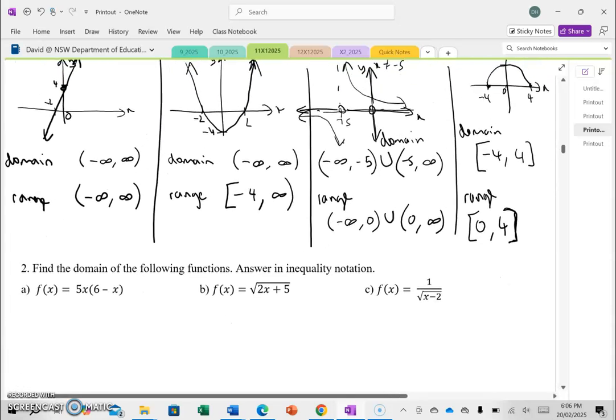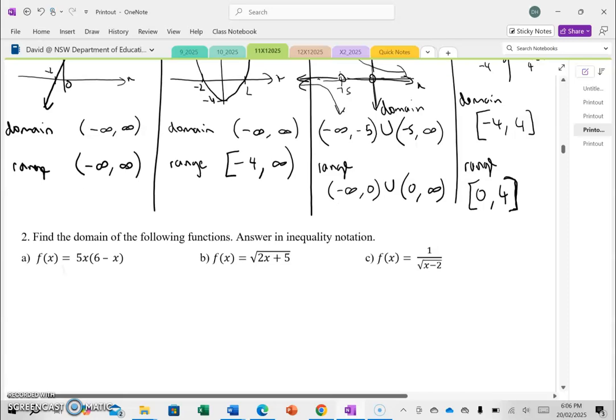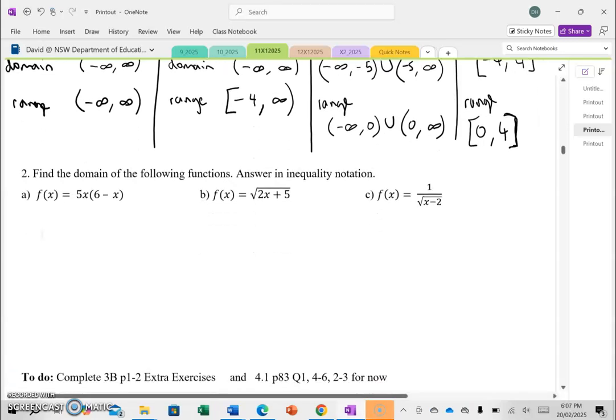Alright. Next question. Find the domain for the following functions. For domain, we only care about the x's. Answer in inequality notation.